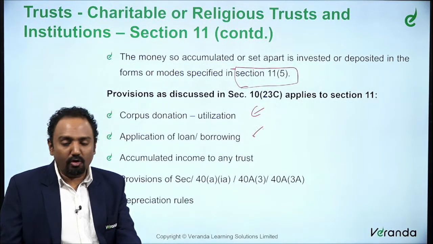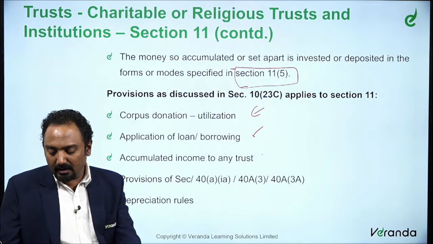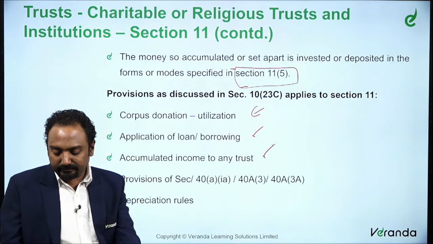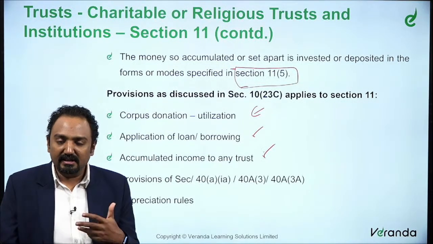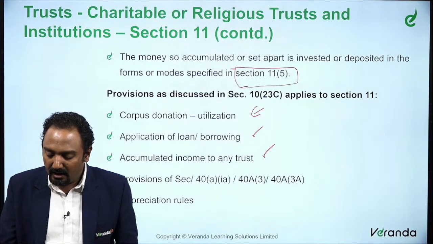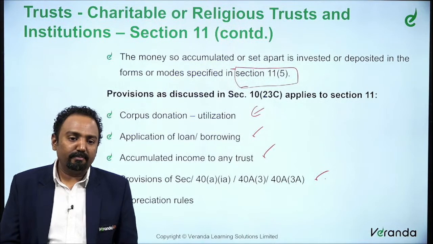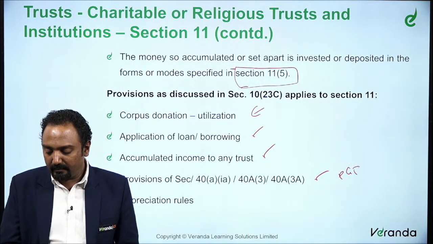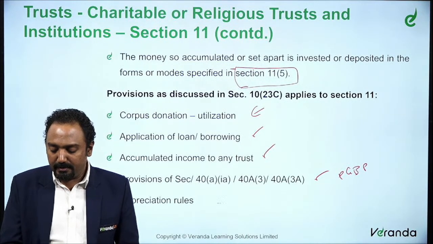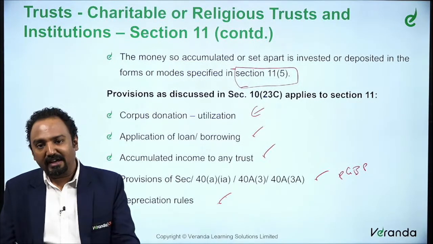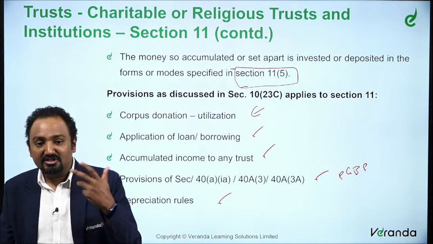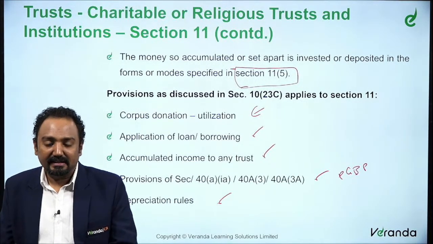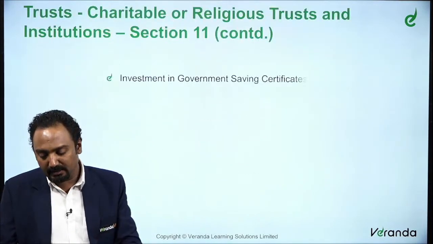Similarly, application of loan borrowing, same concept. So let me not repeat it. Accumulated income to any trust. So when you are actually accumulating and giving it, that's not an eligible application. And what are the provisions applicable from the PGBP chapter, and then depreciation rules. That is, when the cost of asset is already claimed, then in that case this depreciation will not be acceptable.